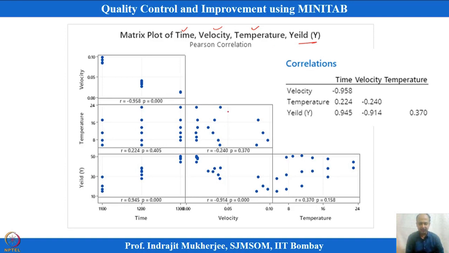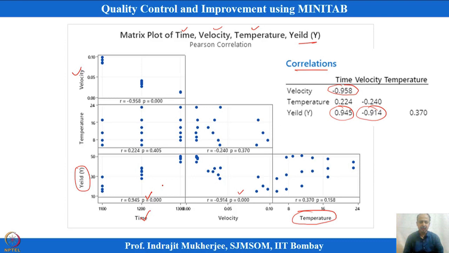When we did the correlation analysis, we observed that velocity is highly correlated with time, and yield is highly correlated with time and velocity. The p value will indicate which variables are significantly correlated. Yield seems to be significantly correlated with time, and velocity is also significant, but temperature does not seem to significantly influence the yield. Temperature with time is not significant, and temperature with velocity is also not significant. Velocity and time are highly correlated.